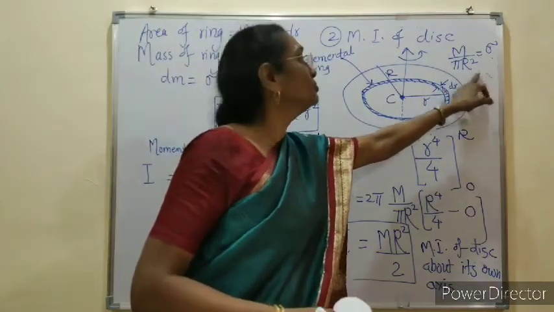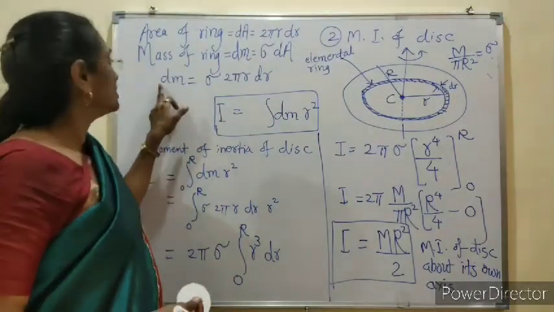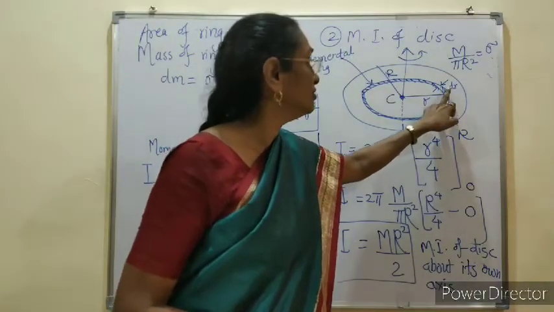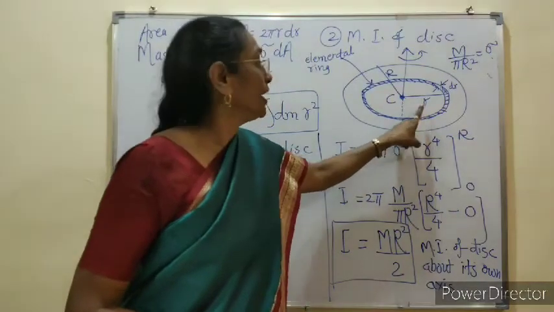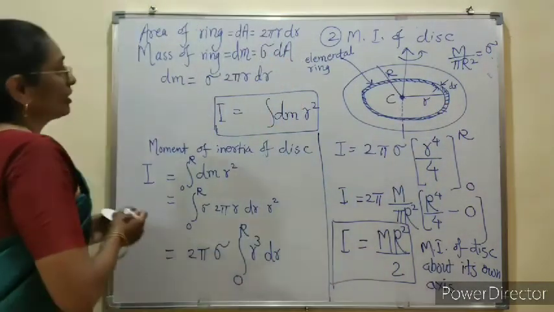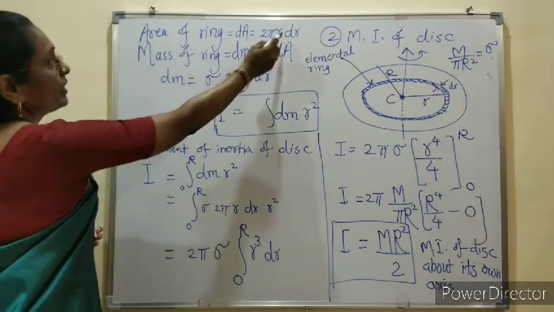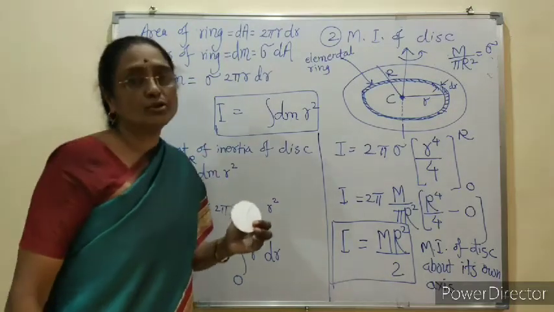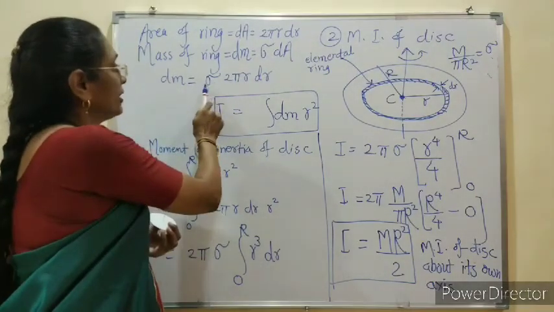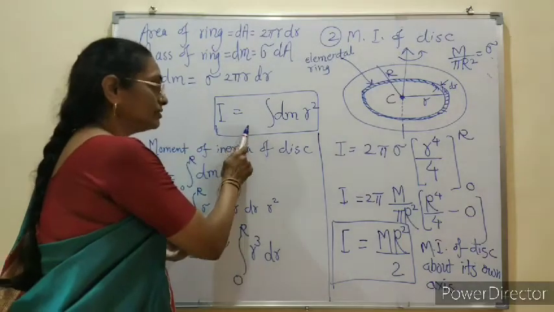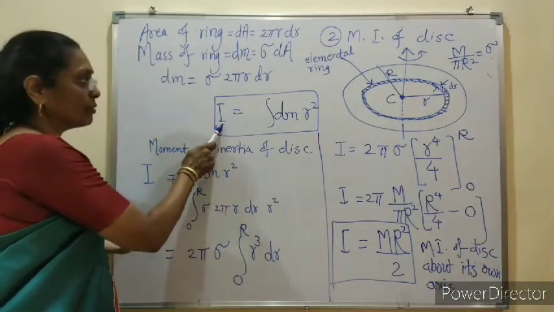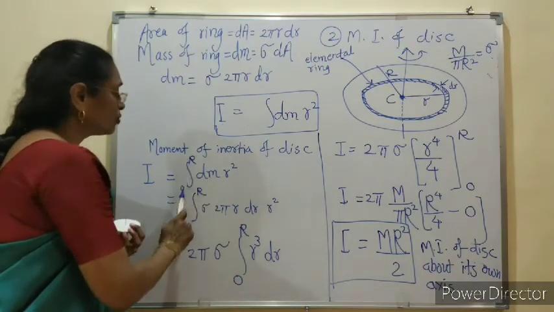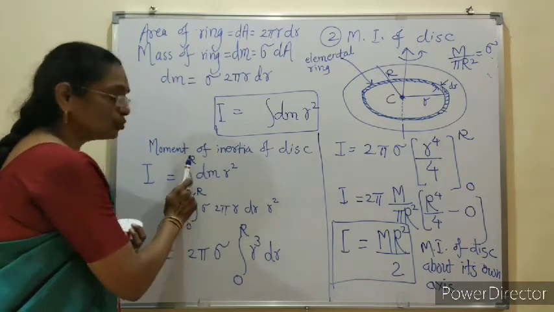From this value, we have used this value for the determination of mass of ring. Here we have considered any ring having radius r and width dr, but this radius value can vary from 0 to r. Initially we have written area of ring as twice pi r dr. Mass of ring dm is sigma into dA, means mass per unit area into the given area dA. Then dm is sigma into twice pi r dr. By considering the expression for moment of inertia, we have written moment of inertia of disk. It is integration of dm into r square, but for the total disk, r varies from 0 to r.